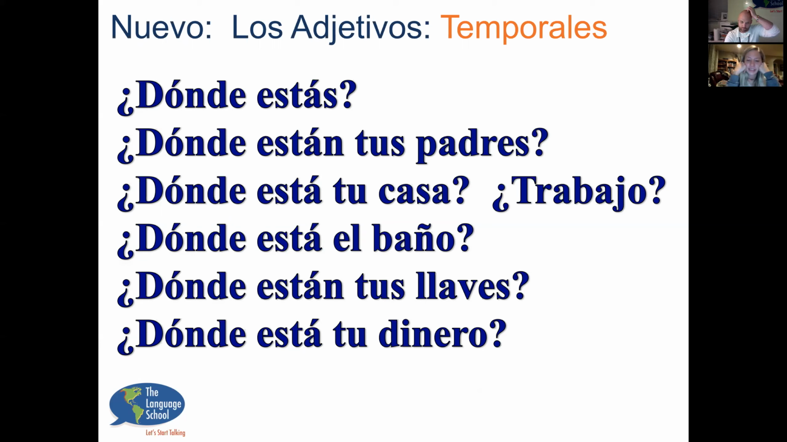Mis llaves están en la mesa. ¿Dónde está tu dinero? Mi dinero está en mi bolsa. Muy bien. ¿Cómo se dice wallet? Cartera. Yeah. Cartera o billetera también. Billetera o cartera.